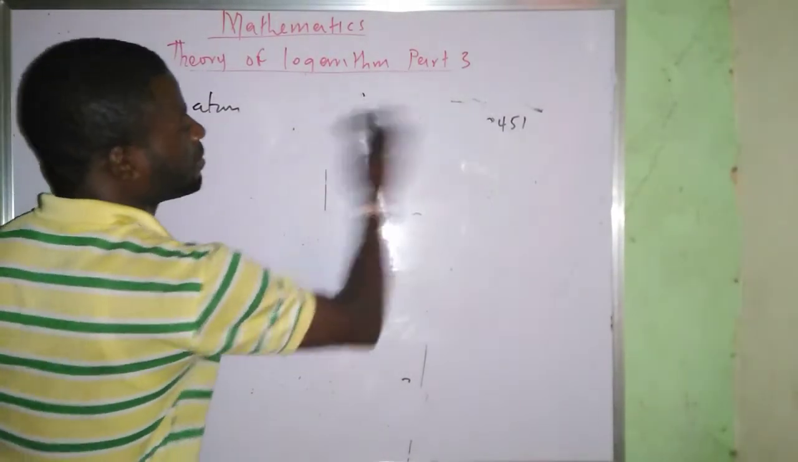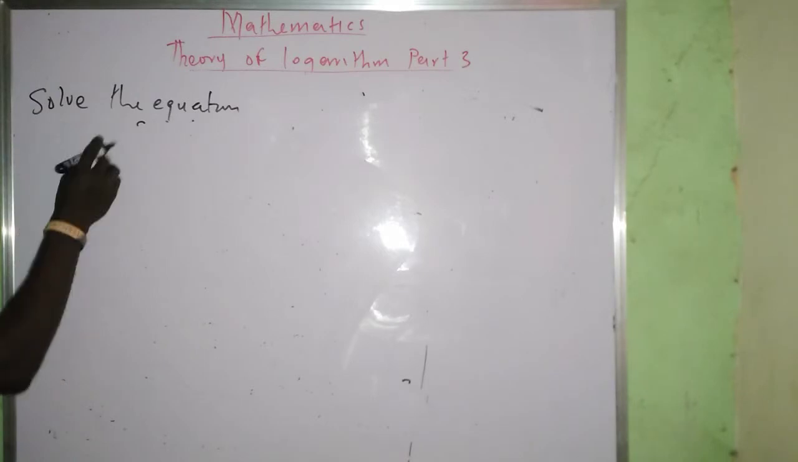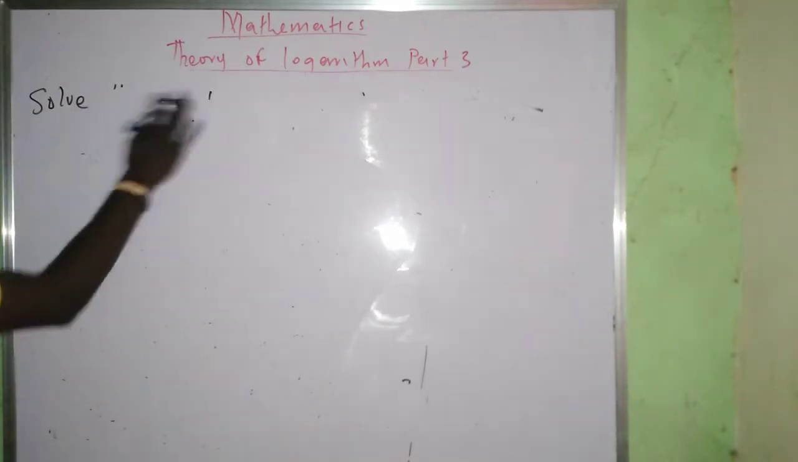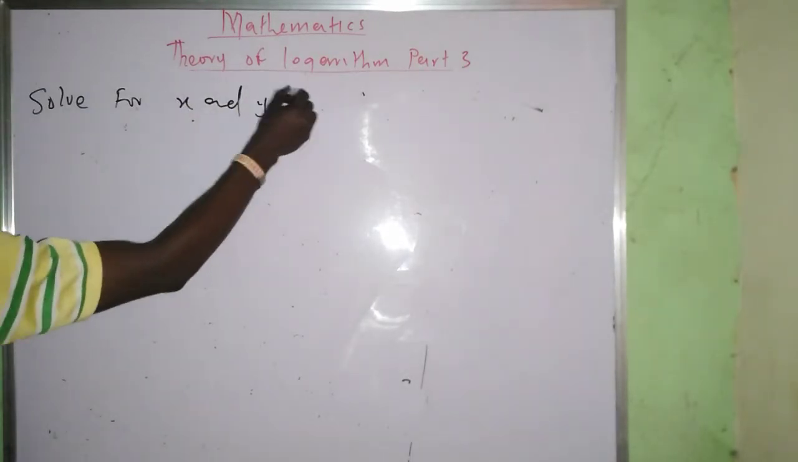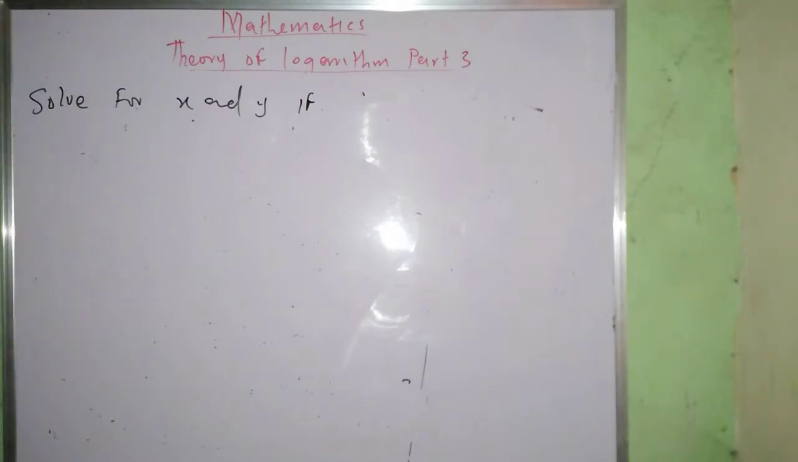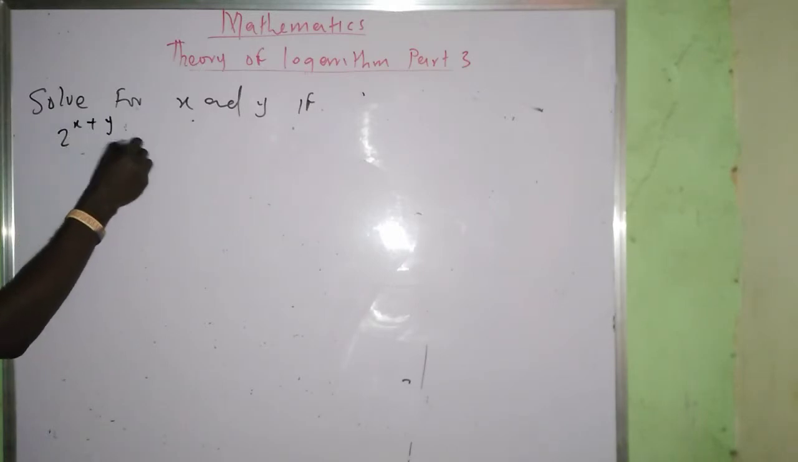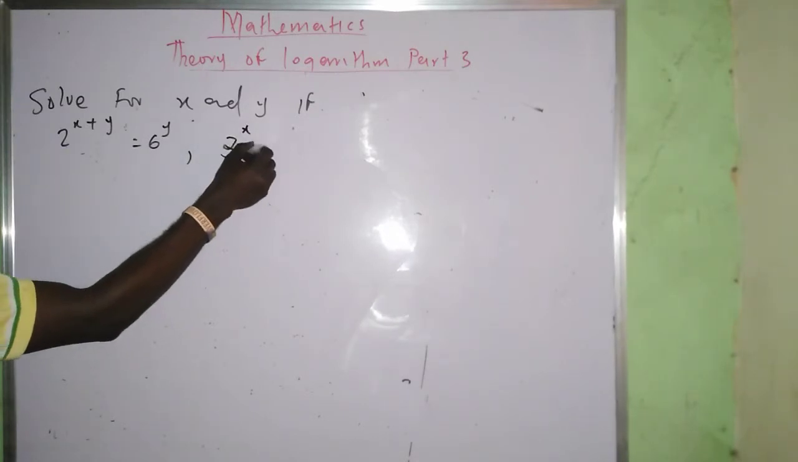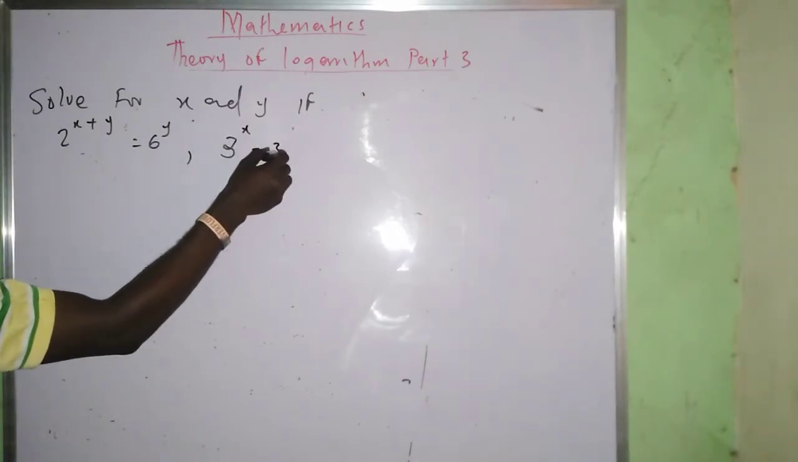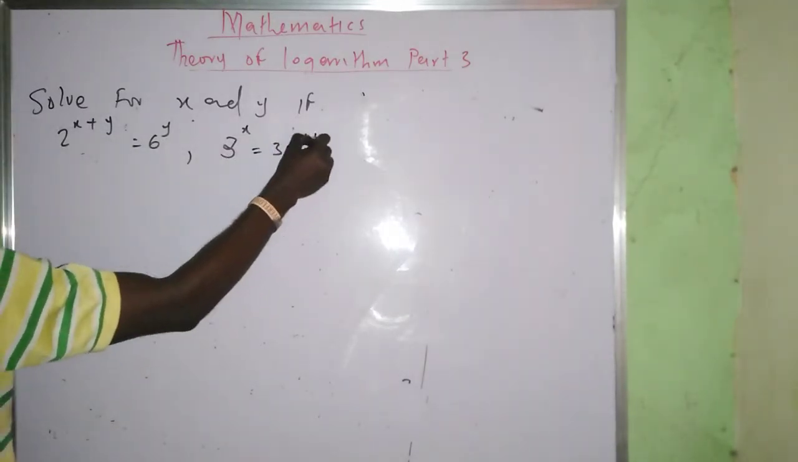Okay, I have another problem, like I have a question like this. Solve for x and y. If I have 2 raised to power x plus y equals 6 raised to power y, comma, 3 raised to power x equals 32 raised to power y plus 1.